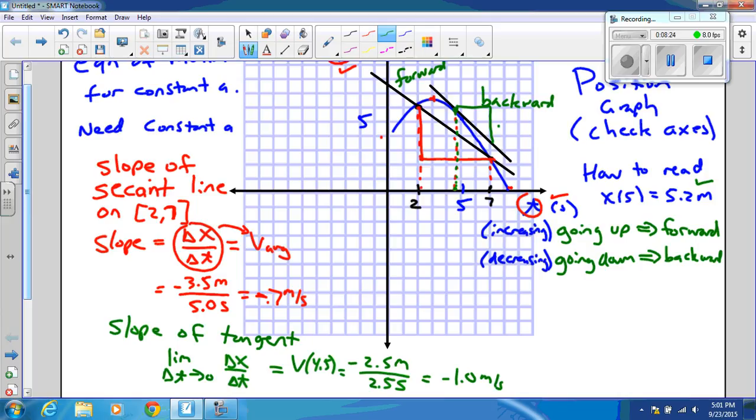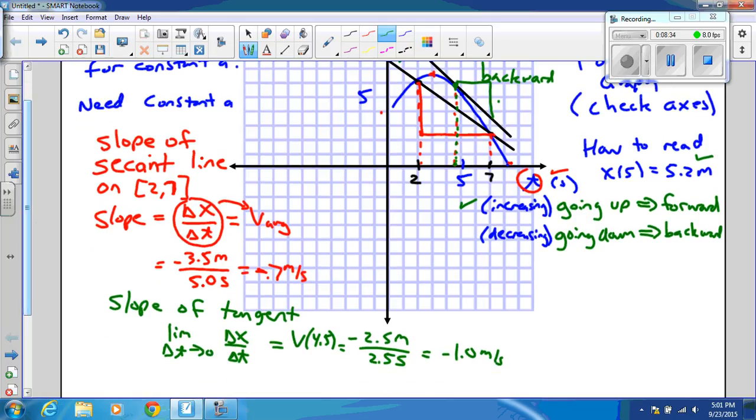So this is what we can do with the position graphs. We can read the position off of the position graph. We can determine whether the object is going forward or backwards by determining whether the curve is increasing or decreasing. We can find the average velocity from the slope of a line that cuts through 2 points. And we can find the instantaneous velocity as the slope of the tangent line. We've talked about all of this before, so I'm going to assume that it's fairly familiar to you. If you have any questions, feel free to put them in Modo.